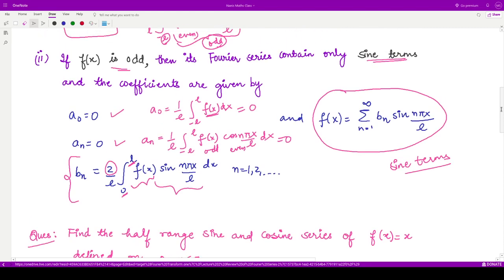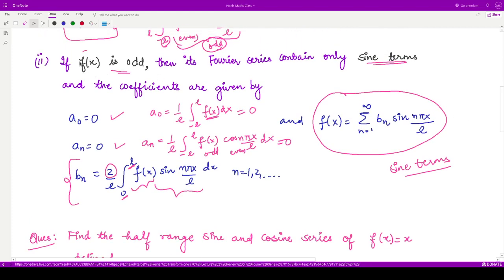So how is this done? How is the function made even, and how is it made odd?